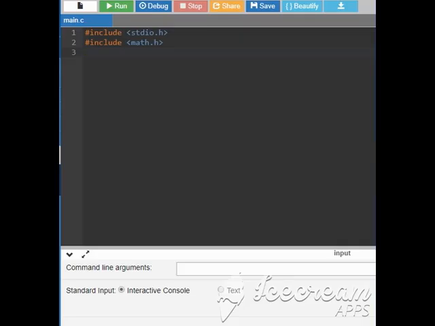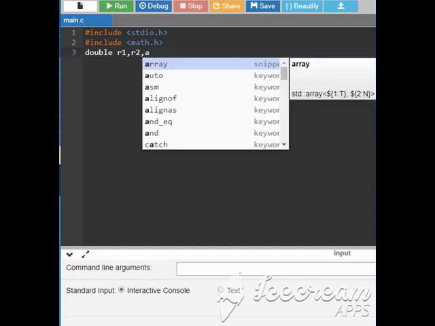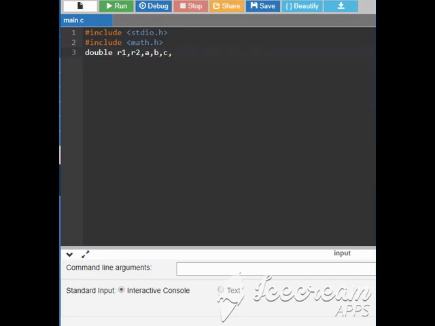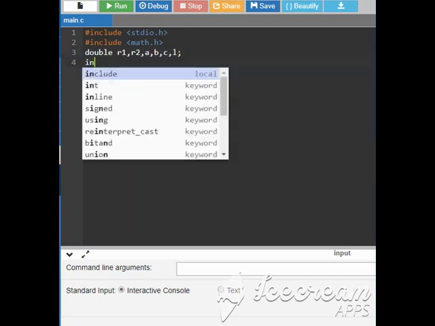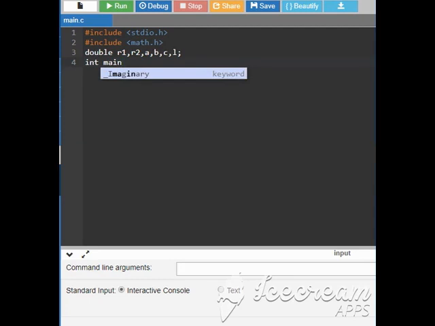Now let's use the C language in order to solve our quadratic problem. So let us see. Okay, I'm using the double type for the variables: root 1, root 2, A, B, C, and L.